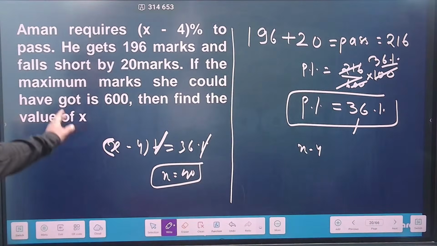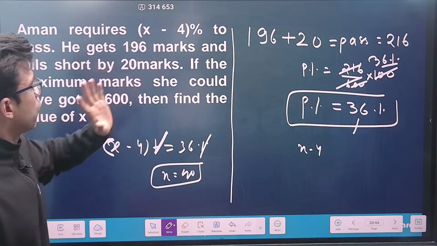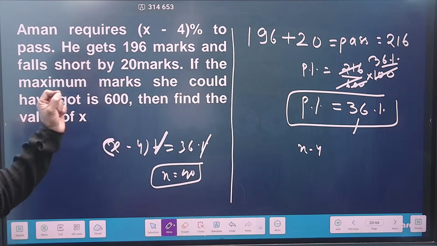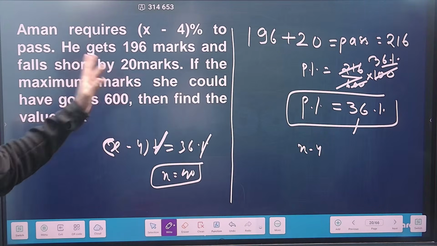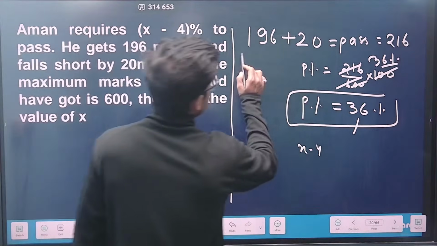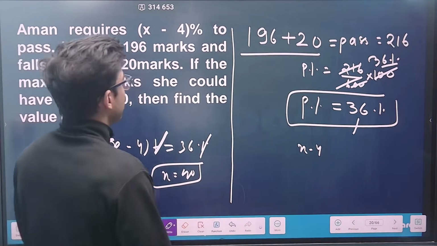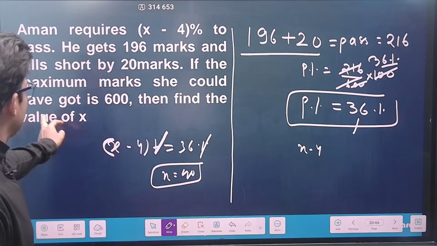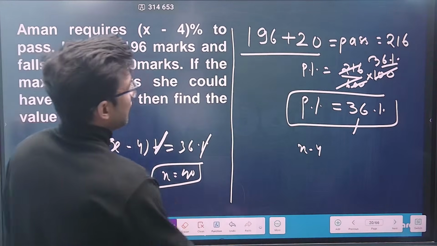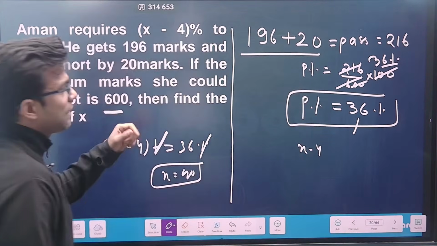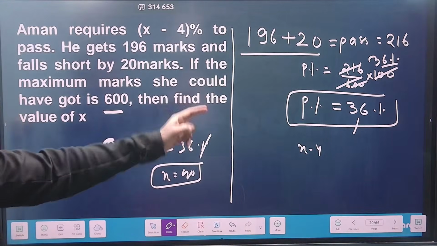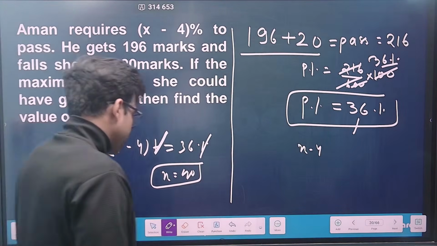Basically what I did: Aman requires X minus 4% to pass. He gets 196 marks and falls short by 20 marks. So this is basically the passing marks of Aman. But I need to figure out the percentage, so I need to know the total marks. My total marks is 600. So then I can say that 216 is what percent of 600, which is 36. So from here I can equate.